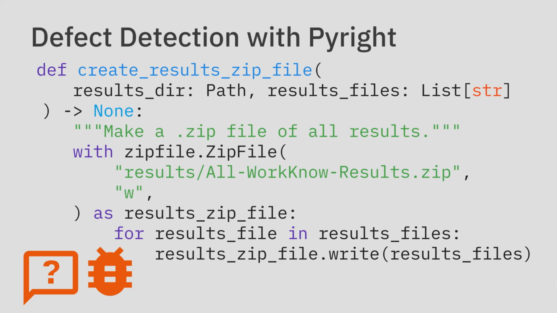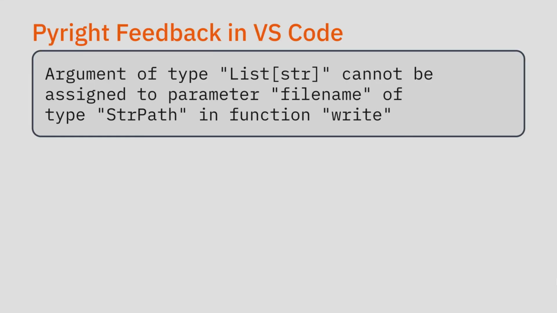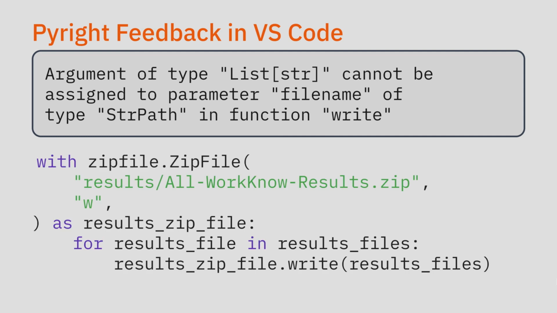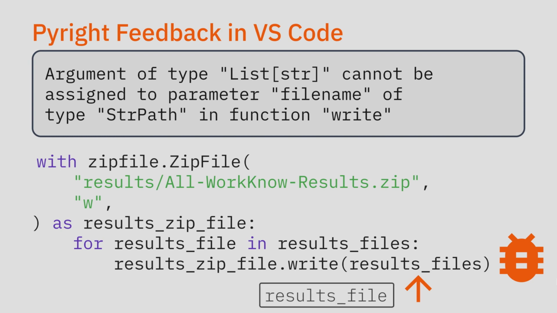Thankfully, Pyright can find it for us. Let's take a look at the error message that Pyright shared with me. Notice that it says argument of type list[str] cannot be assigned to parameter file_name of type StrPath in function write. As soon as I read this message, I realized that I needed to focus on the call to the write function and the parameter that I passed to it. After contemplating Pyright's error again, I realized that I had made a mistake by passing results_files, a list containing strings, instead of results_file, the specific file, to the write function.